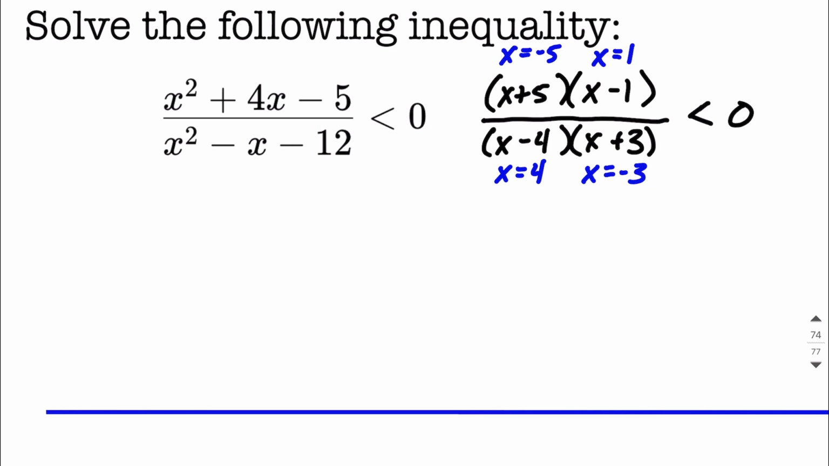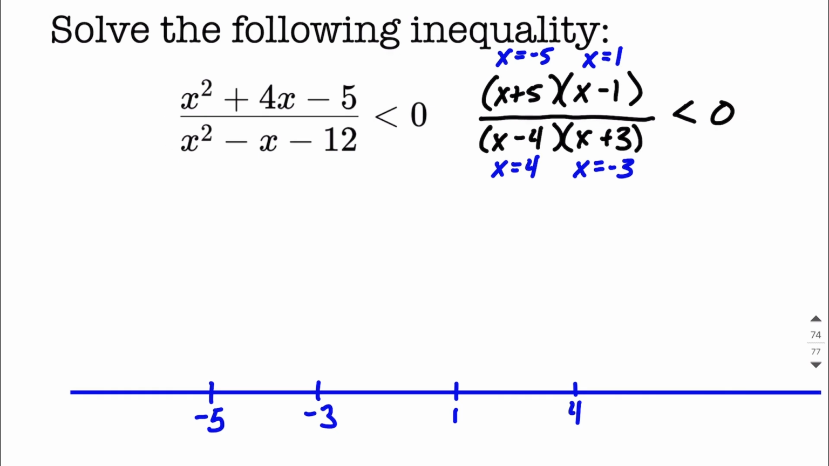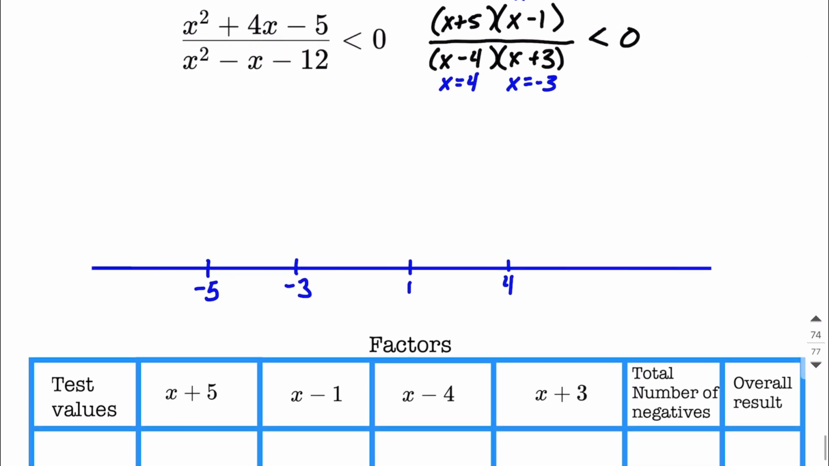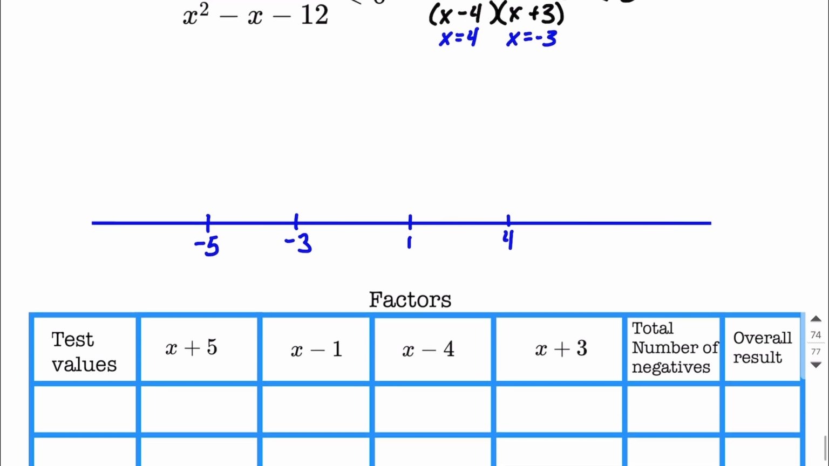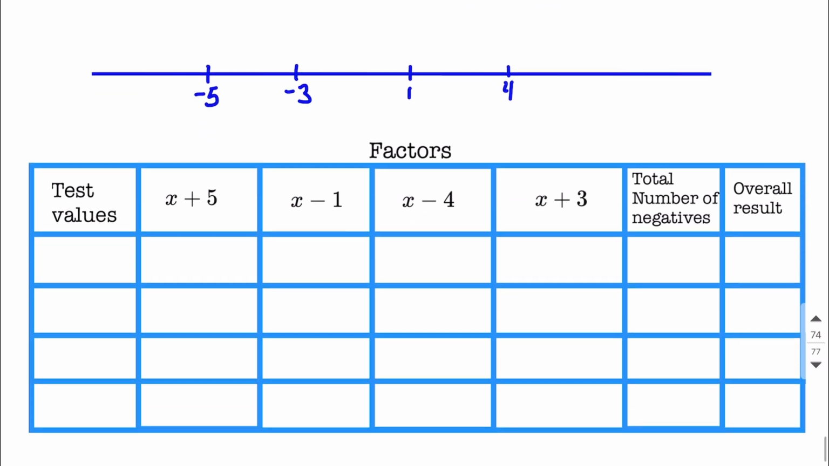All right, so let's put them in number line order, meaning we should really start with negative 5. The next value would be negative 3, then positive 1, and positive 4. So what we've done is we've split our number line up into 4 distinct sections, in between these values and to the left and to the right. From here, we're trying to determine when these sections are positive or negative. So what I'm going to do is create a table to go along with this.